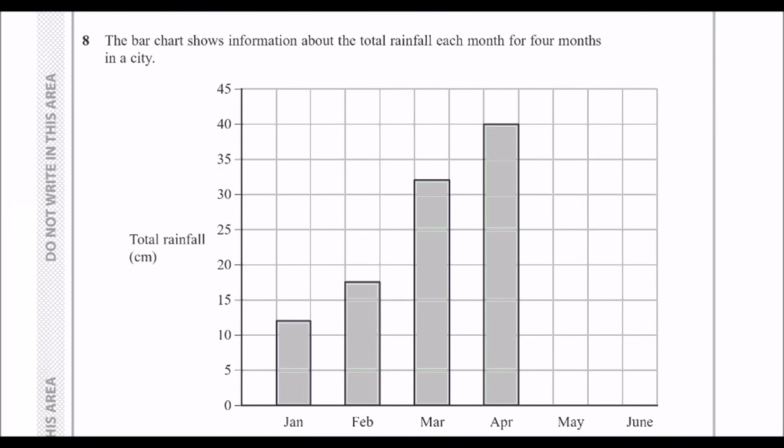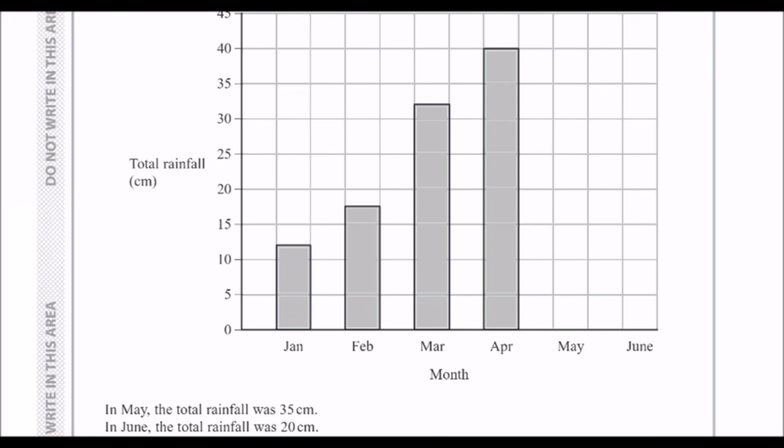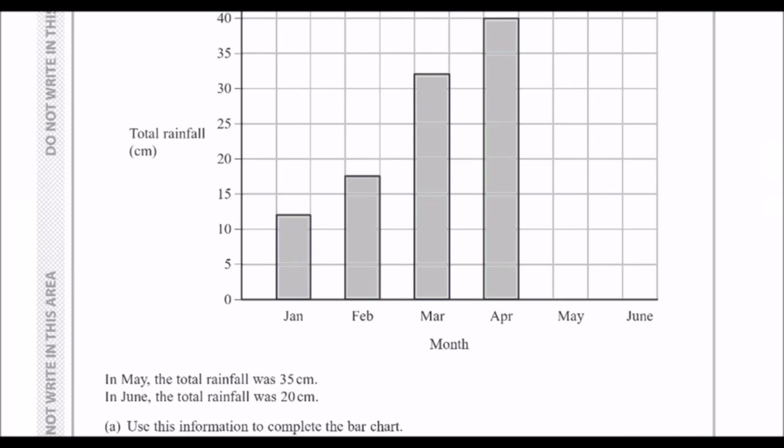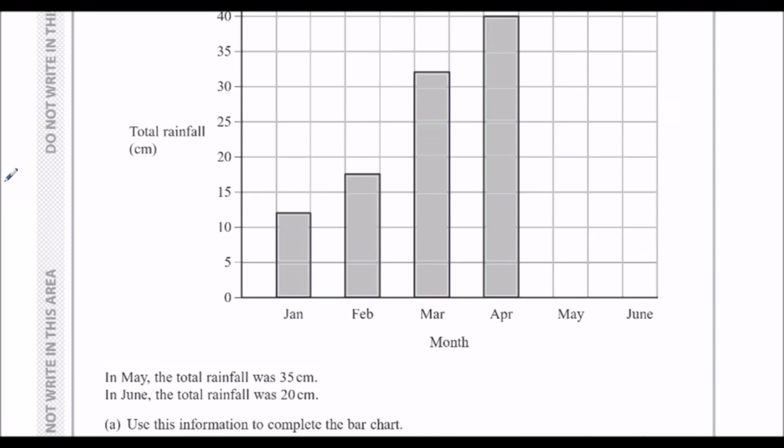Question 8. The bar chart shows information about the total rainfall in each month in a city. So we've got January, February, March and April drawn for us. And we're told May is 35 centimetres and June's 20. And we're going to complete the bar chart. So 35 centimetres in May. And how many in June? 20 in June. And that is our bar chart.